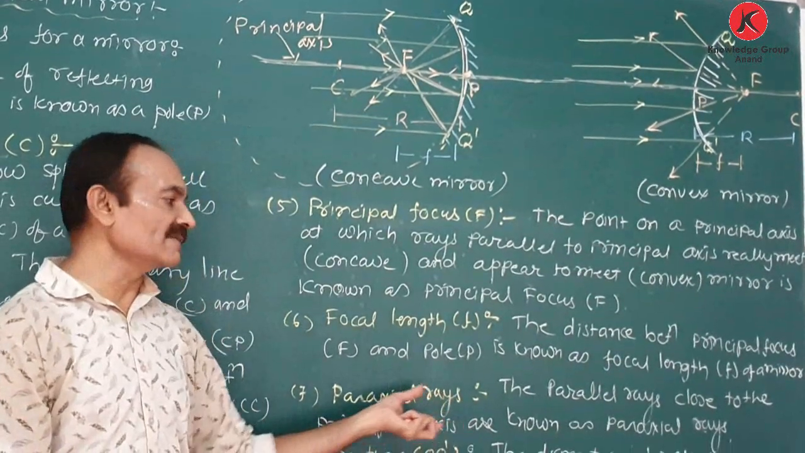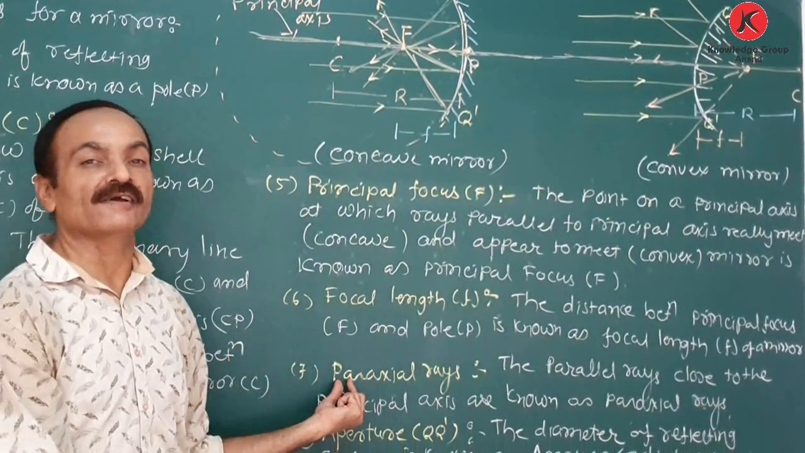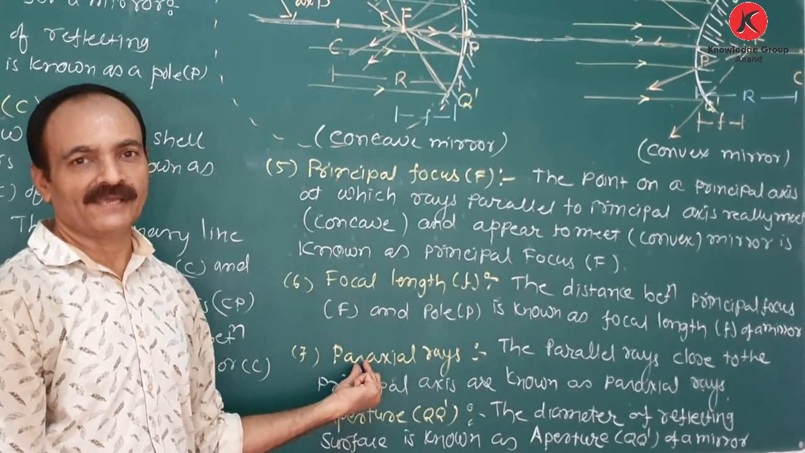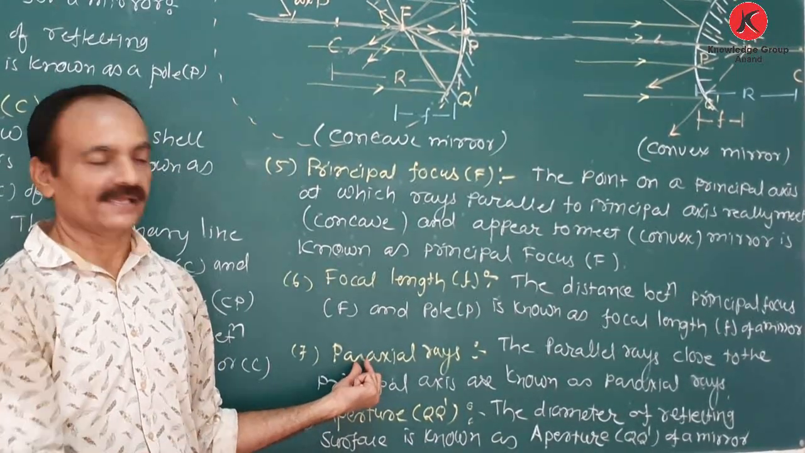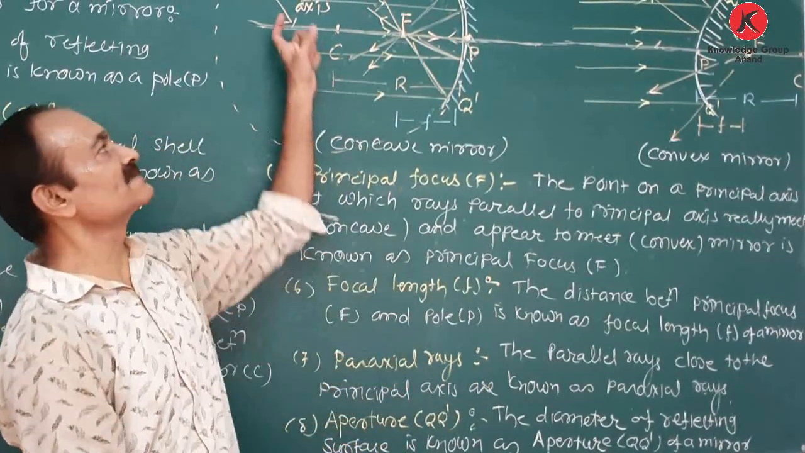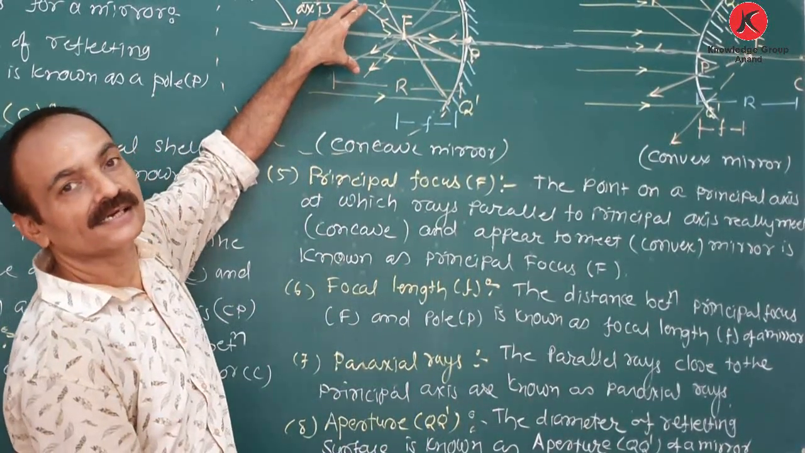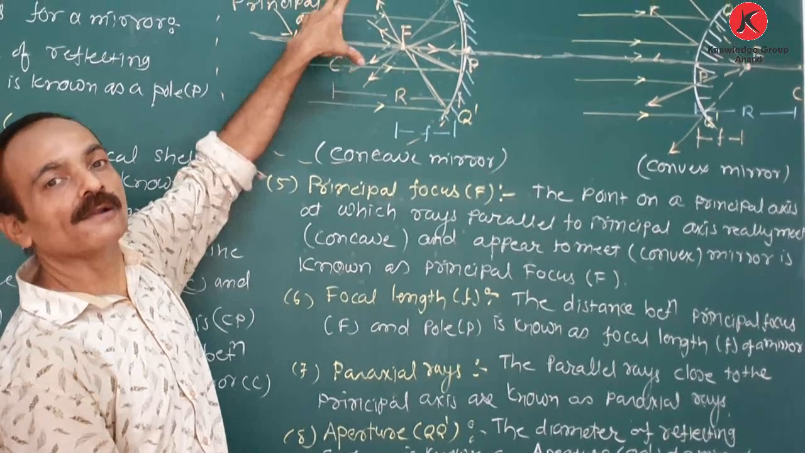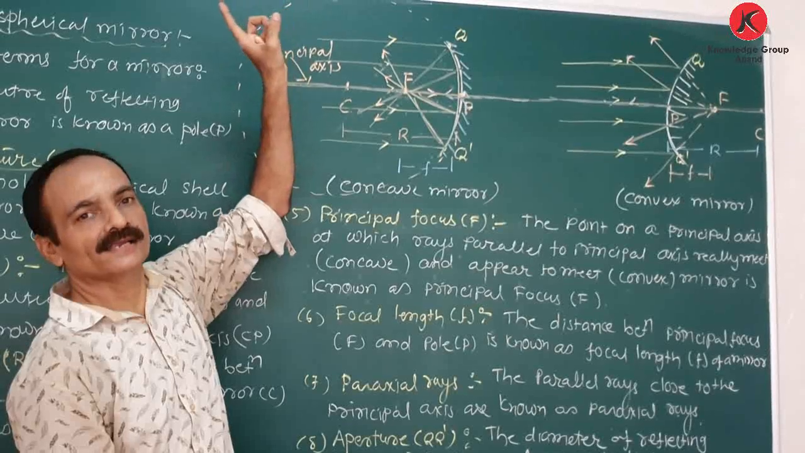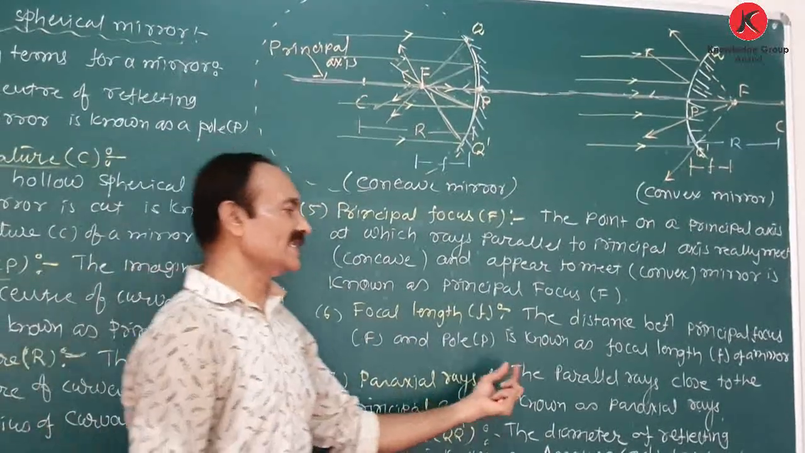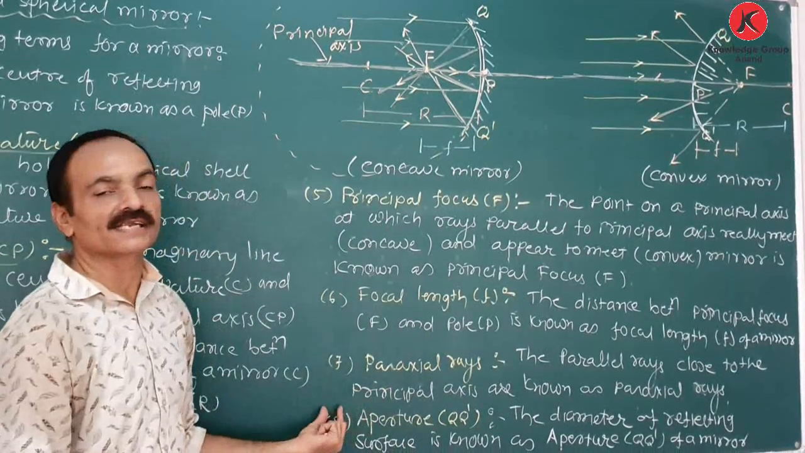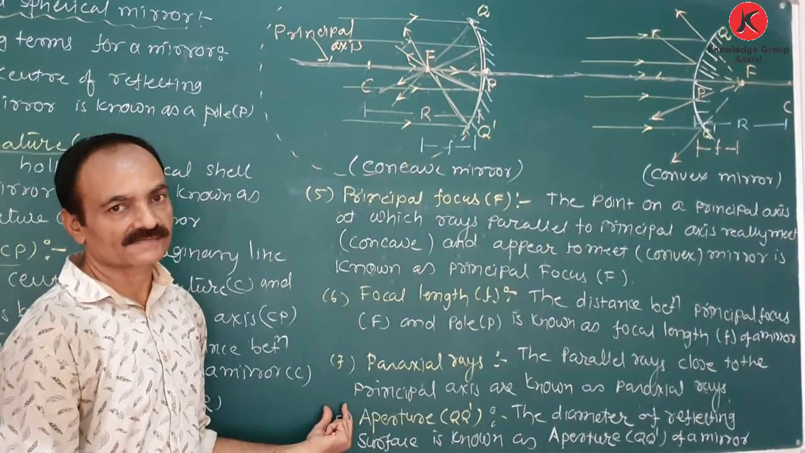After that, what are paraxial rays? That is an important definition, frequently asked in 1 mark questions. Most of the students write the wrong answer. A paraxial ray is not just any parallel ray; it is a parallel ray very close to the principal axis. All paraxial rays are parallel rays, but not all parallel rays are paraxial. Again, the parallel rays very close to the principal axis are known as the paraxial rays.